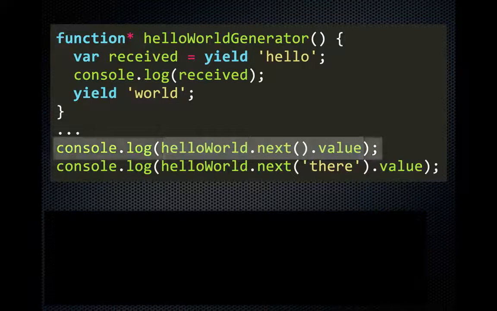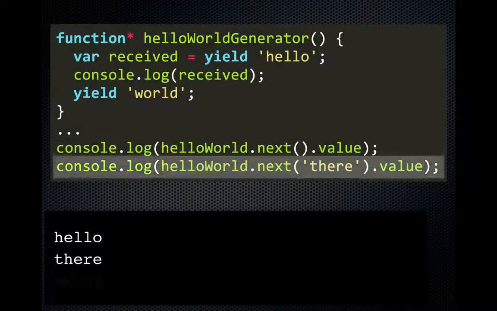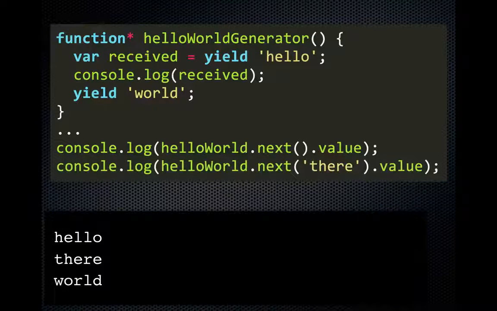We'll get the value out, hello, as usual, and log it. Now the interesting part is what happens next. We're going to call next again, but we're going to pipe a value into it. That value will be picked up and assigned to received in this case, so our call to yield inside the generator actually returns something, so to speak. So now that the received variable has been set, we can log it. Now we'll yield out world again, pick the value out and log it. So hello there world.